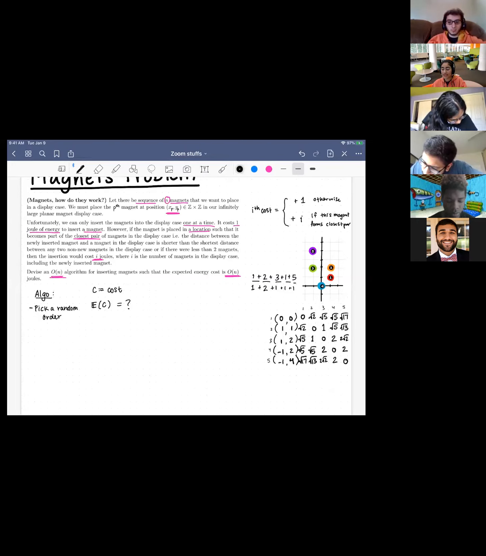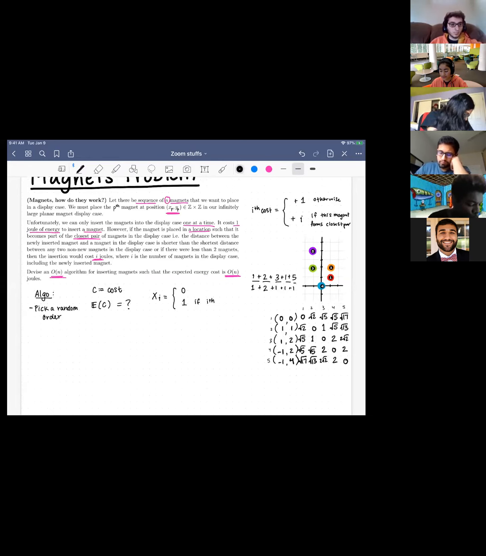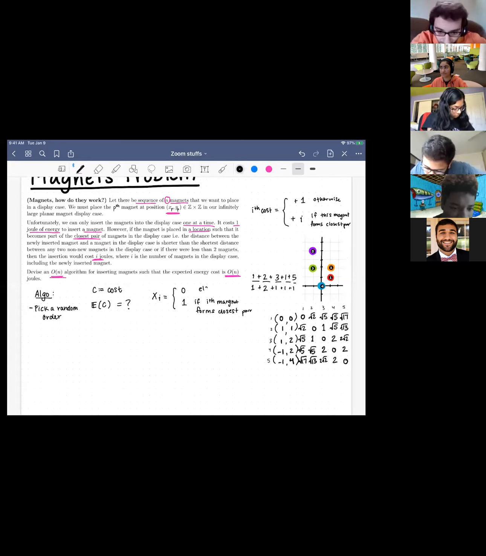So what does this kind of structure look like when we have two options, this binary thing, and we want to find the expected value of something? What's a good technique we have? Indicator random variables. One thing to notice is that indicator random variables are 1 and 0. So this isn't quite 1 and 0, but we can still use an indicator random variable. So let's say xi is going to be 0 or 1, and it's 1 if the ith magnet forms the closest pair, and 0 in the else case.